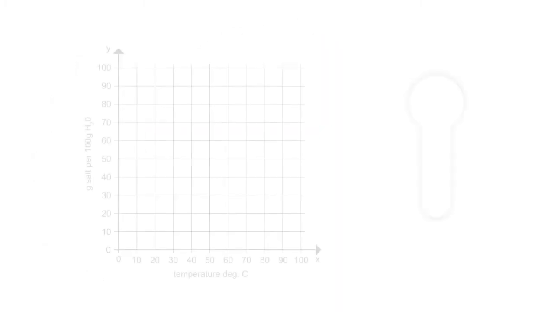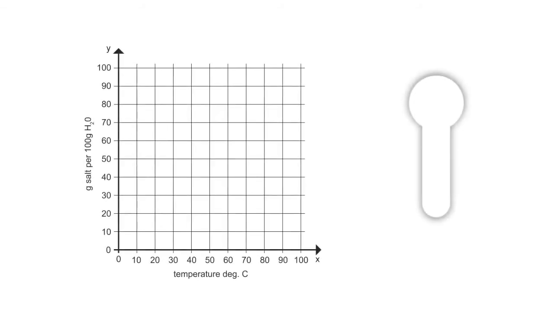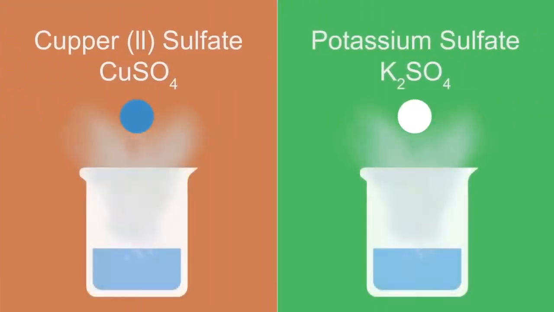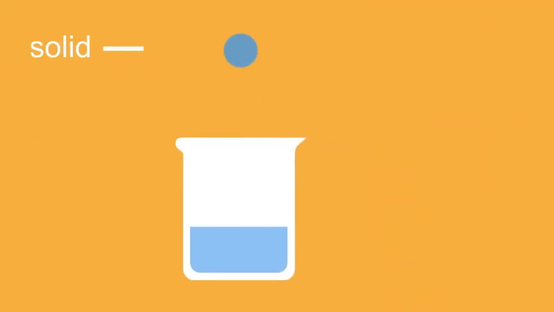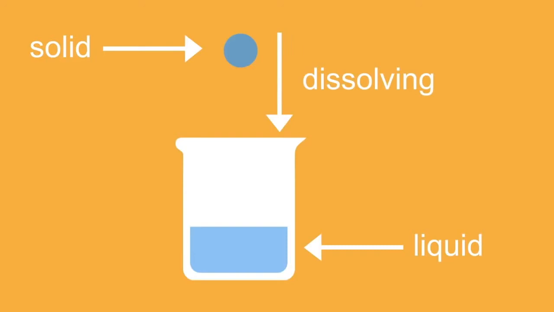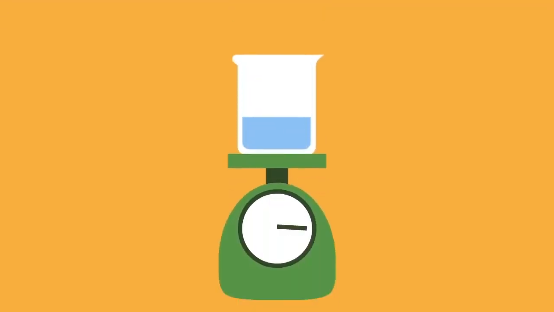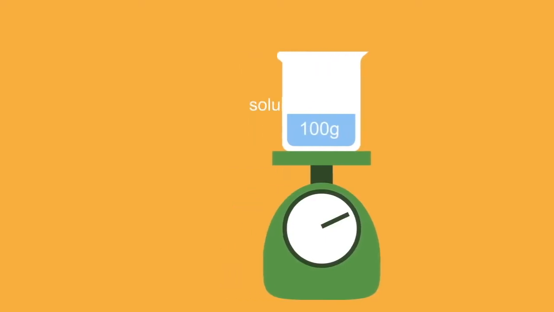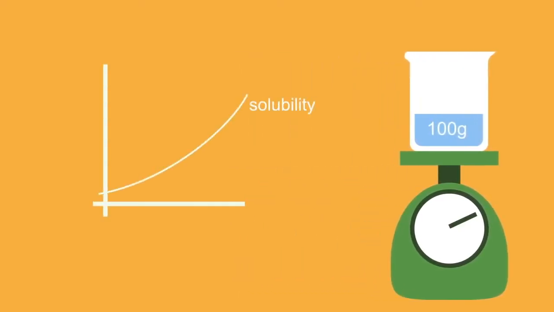The answer is that solubility usually increases with increasing temperature. So, if we dissolved copper 2 sulfate and potassium sulfate in hotter water, we will find that more of each salt is able to dissolve. This observation is only applicable to a solid dissolving in a liquid. We can measure how much of a given salt can dissolve in 100 grams of water at a certain temperature. We can plot solubility as a function of temperature to give a solubility curve.